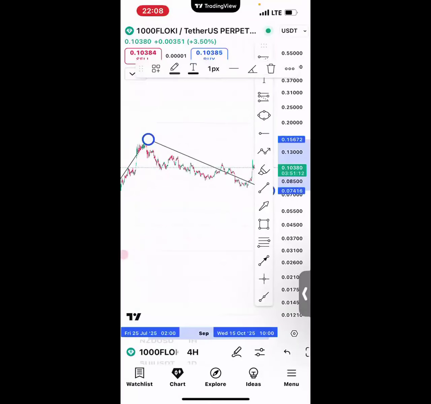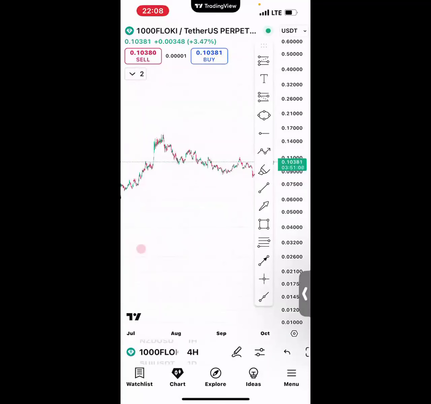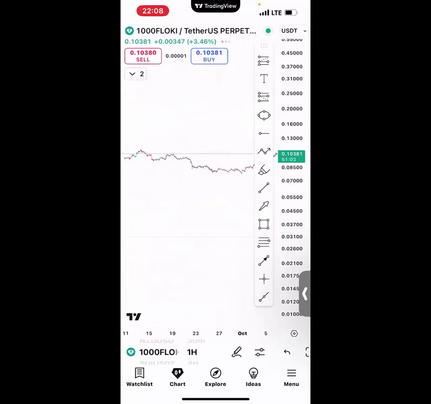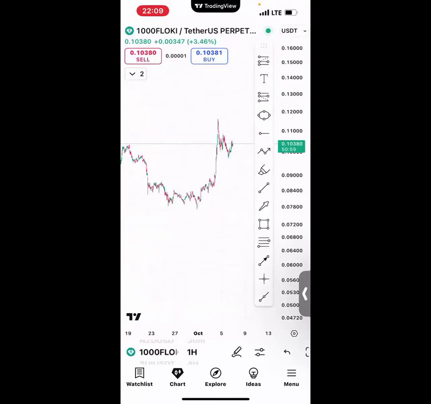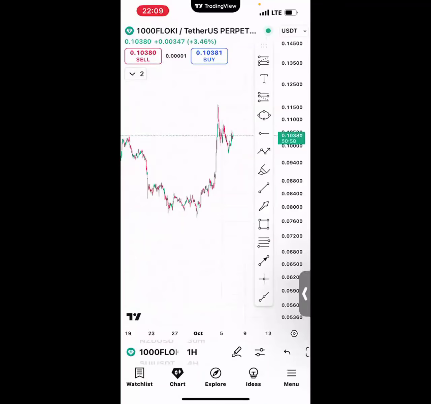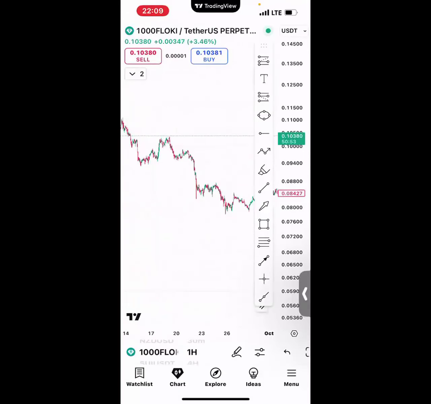So now I'll delete here and I'll go to an even smaller time frame to be able to know the structure of the market currently. So I'll go to 1 hour. We'll have an even more proper analysis when I'm with my laptop, but just to let you know that you can use your phone to do analysis perfectly.